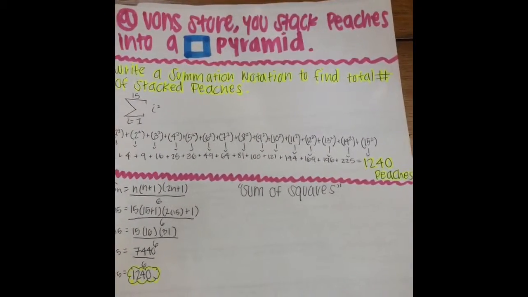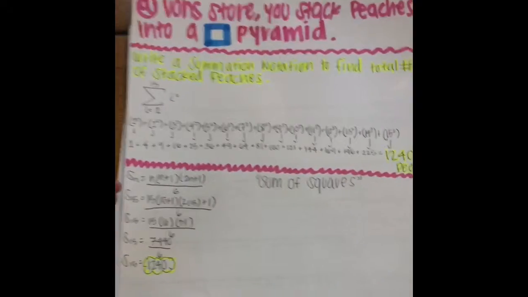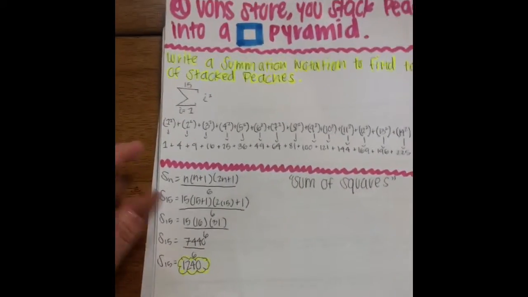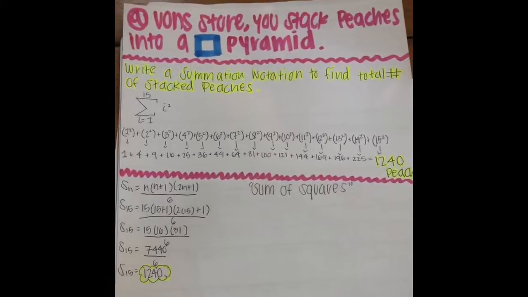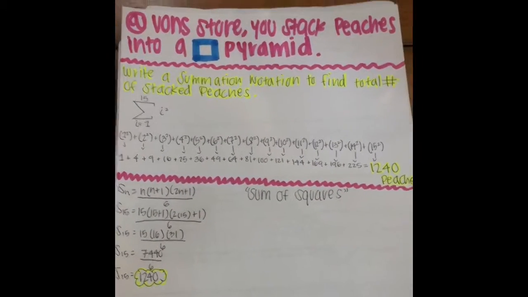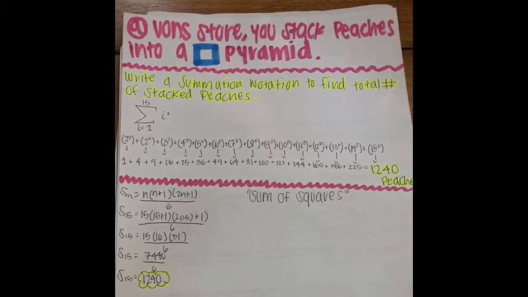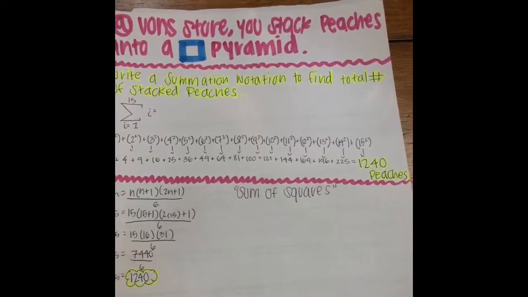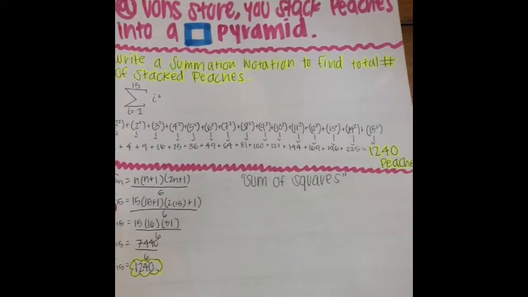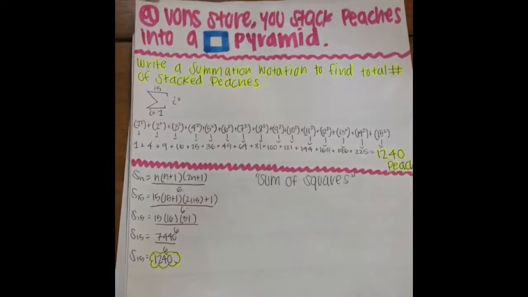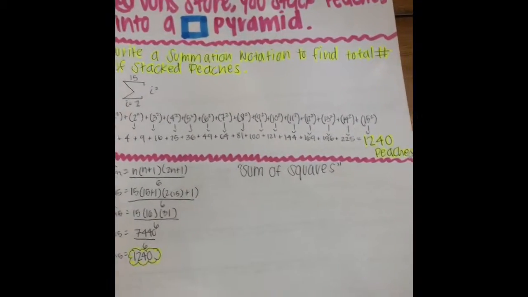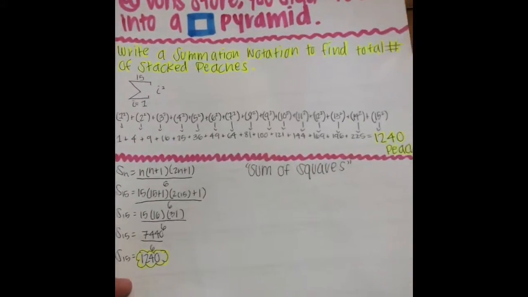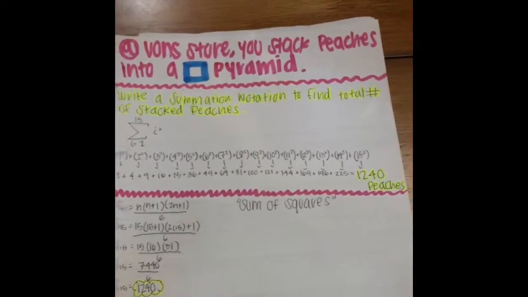And then for the sum of squares, it's basically just showing how you would find a single layer of the peaches, and it shows that each layer has, like, 15, and that's basically what you do. And you understand that is the correct way to do it because you get 1,240, which is the same amount as this one.